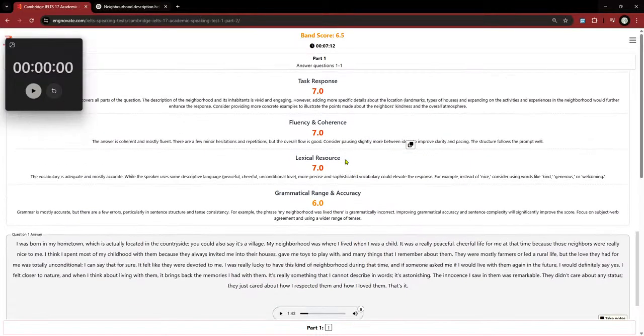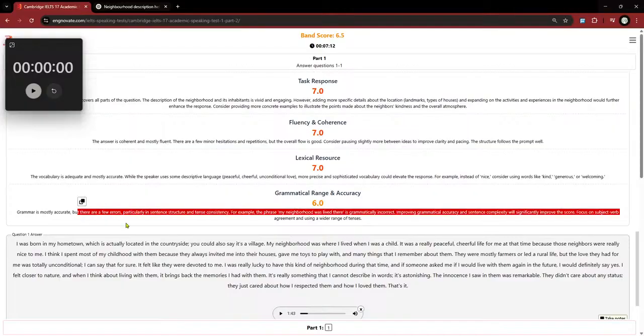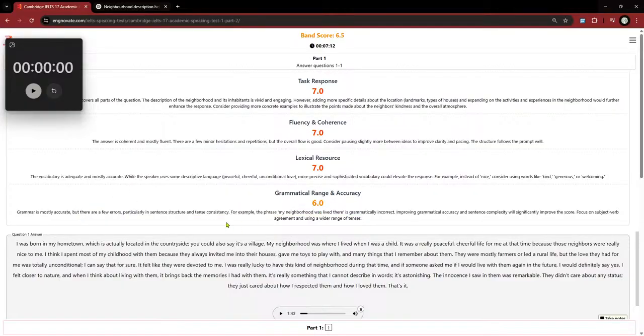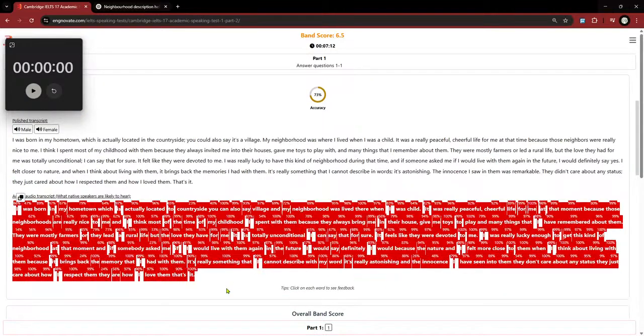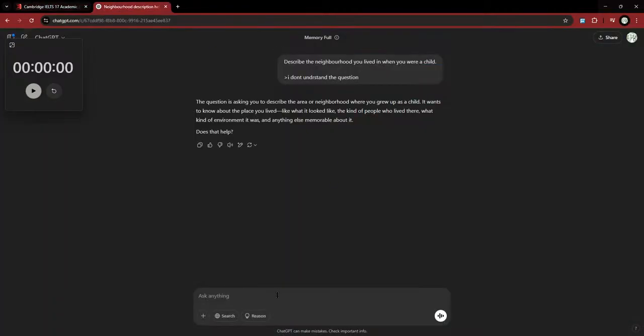Okay, grammatical mistakes: mostly accurate, but there are a few errors. This is the one thing I should work on: consistency. For example, "my neighborhood was lived there" is grammatically incorrect. To improve, I could focus on subject-verb agreement. I really want to see what kind of grammatical mistakes I'm making while I'm speaking.